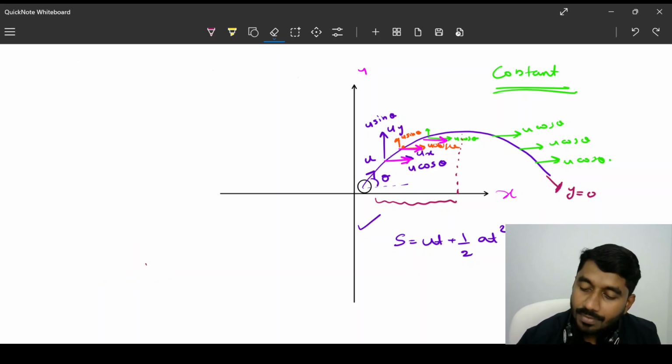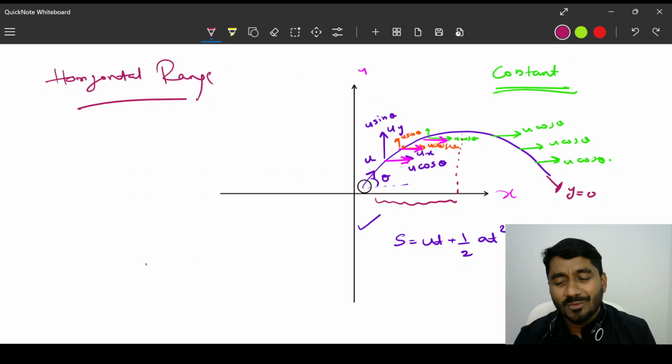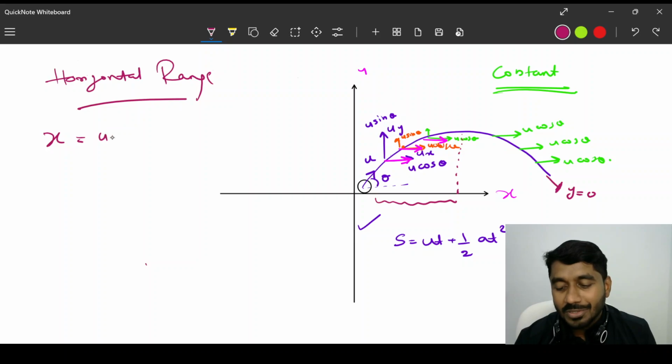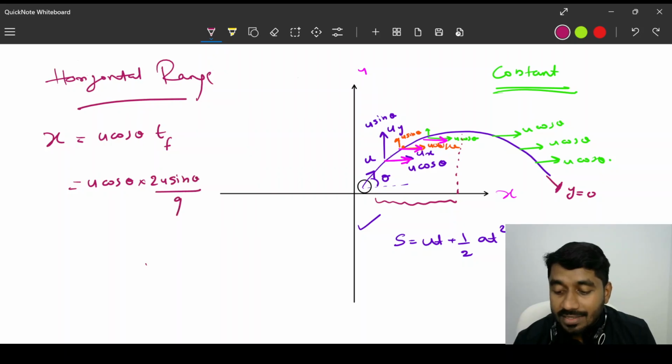Now, what is the next one? It is very easy. Horizontal range. What is horizontal range? Only 2 steps are required. Take the x displacement equation. x equals, we already got, u cos theta into t. Substitute t as the time of flight, you will get the equation. What is that? u cos theta into 2u sin theta by g.